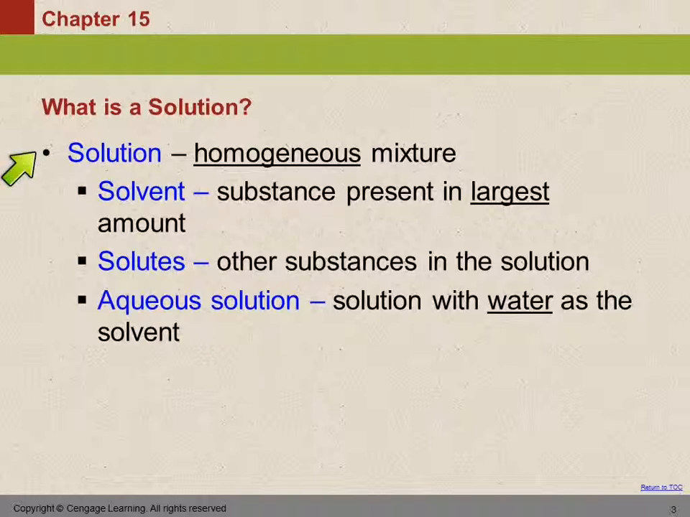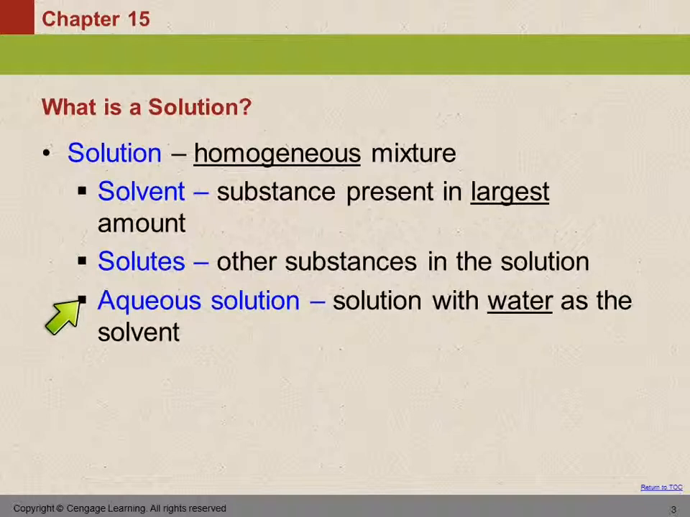So in this homogeneous mixture, we have at least two components, the solvent and the solute. And there can be more than one. There's only one solvent, and the easiest way to define that is it's the substance present in largest amount. So whatever thing there's more of, we consider that to be the solvent. Usually. And then the solutes are the other things.